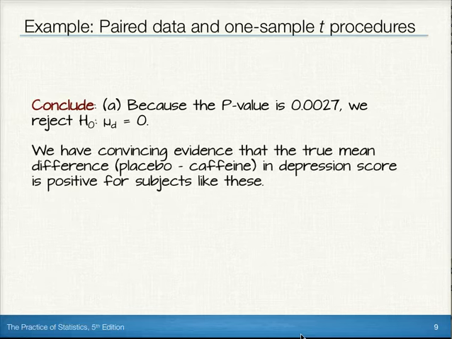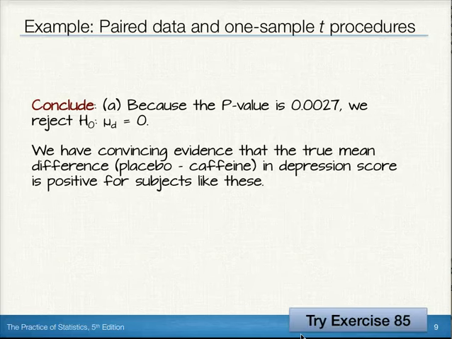We have convincing evidence that the true mean difference, placebo minus caffeine, in depression score is positive for subjects like these. Now, for some additional practice with paired data and one-sample T procedures, try exercise 85.